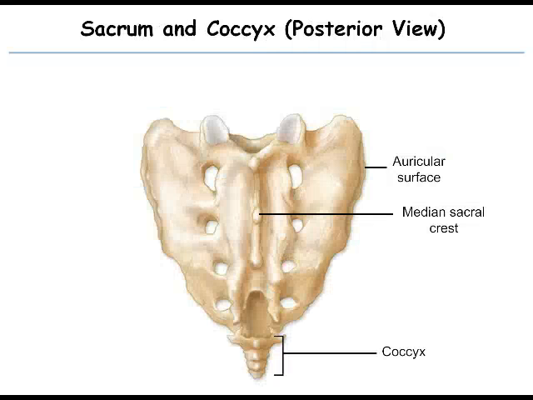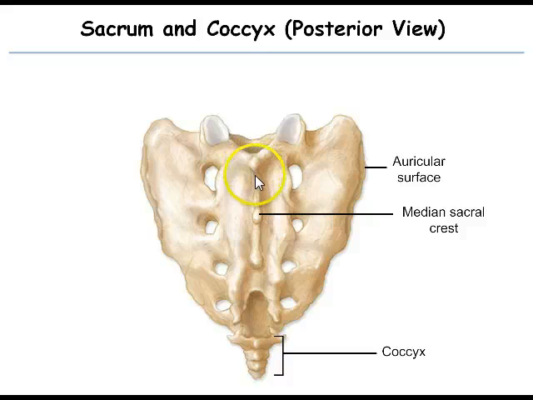Here we can see an illustration of the posterior view of the sacrum and coccyx. Let's identify a few features that are important in the sacrum. On the lateral aspect, identify the auricular surface. Auricular refers to the shape of an ear, auricle referring to the ear itself. The auricular surface is important because it's an articular site for the hip bone or ossa coxa. This joint is called the sacroiliac joint.